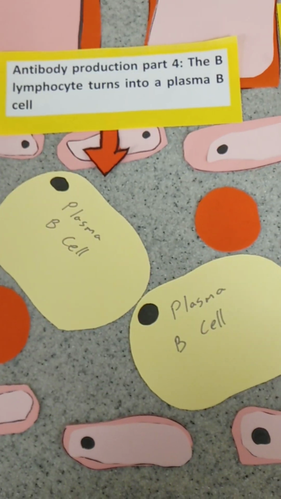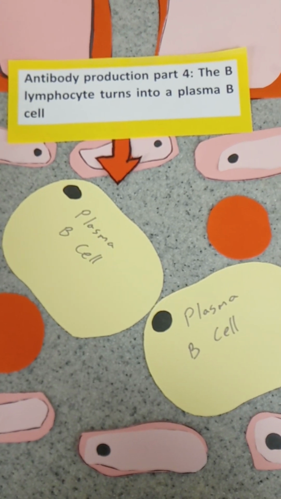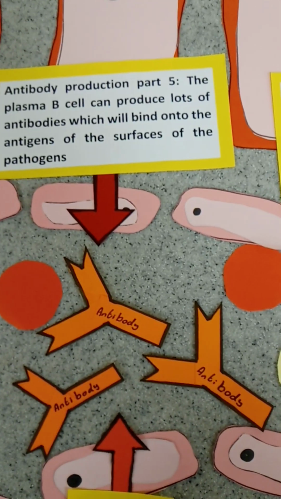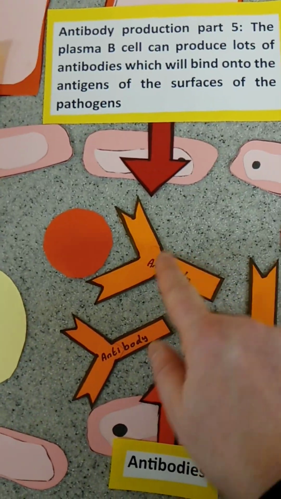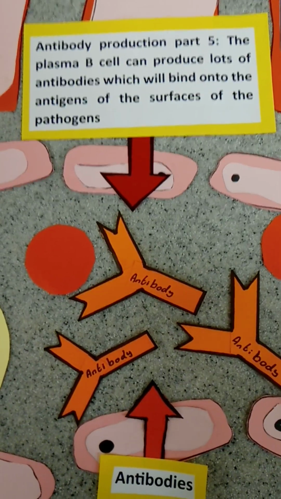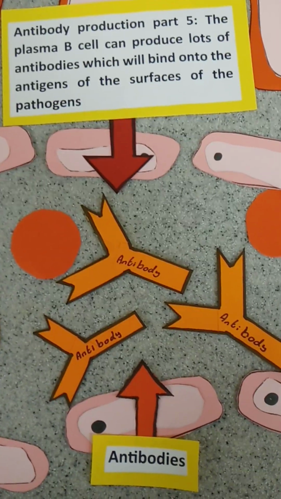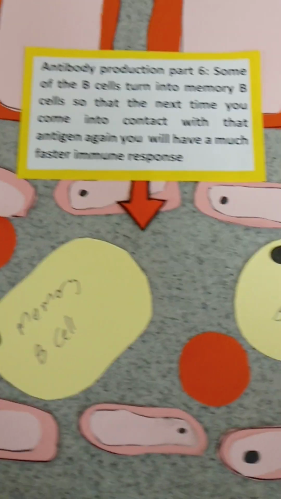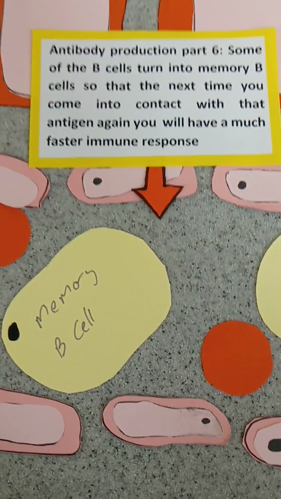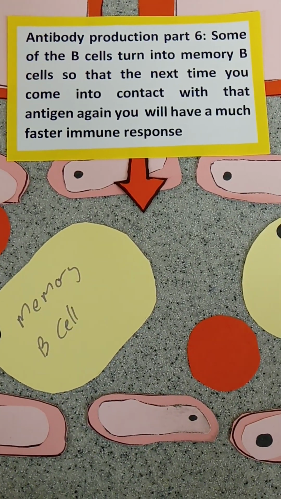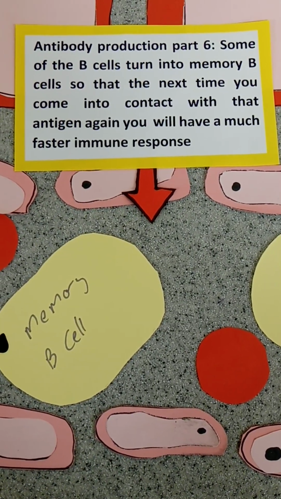So before the B lymphocytes start producing antibodies, they turn into B plasma cells. Right, and these B plasma cells will produce millions and millions of antibodies. These antibodies are specific to the pathogen, to the antigens on that pathogen that triggered the B cell in the first place. Right, after the infection is finished, some of these B plasma cells will turn into memory B cells, which will remember the shape of the antigen on the pathogen surface, so they can produce antibodies really quickly next time.